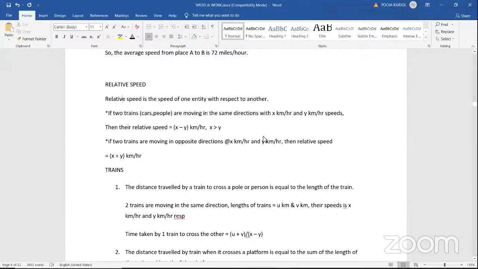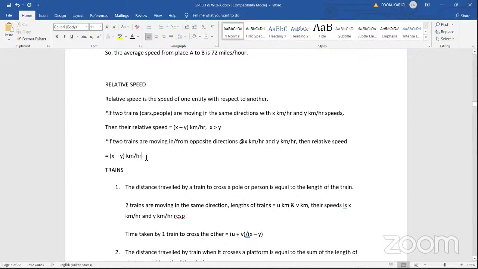Okay, so relative speed when both are running or walking in the same direction, the speeds are subtracted. If they're moving in the same direction with x and y kilometer per hour individual speeds, then the relative speed is x minus y. Don't worry too much about this. Whichever is bigger will be first. Then if they're moving in opposite directions, or from opposite directions, then the relative speed is x plus y kilometer per hour.